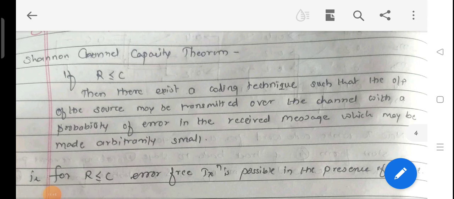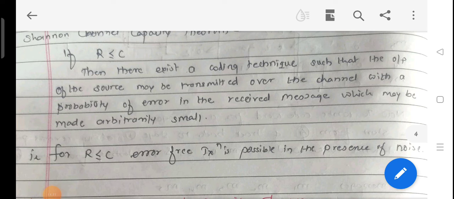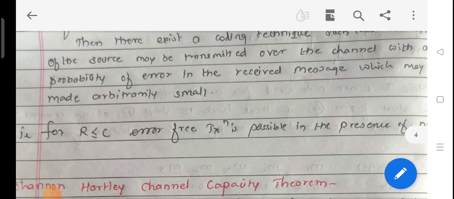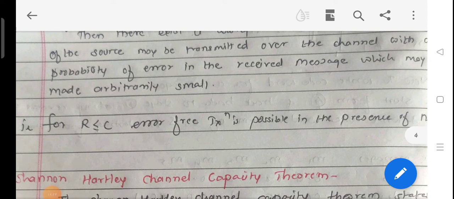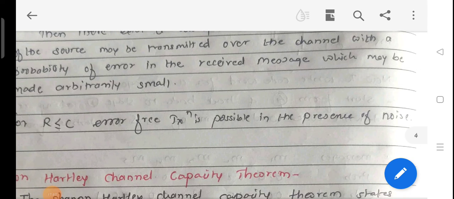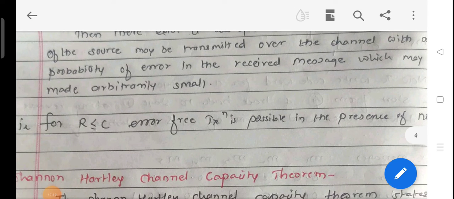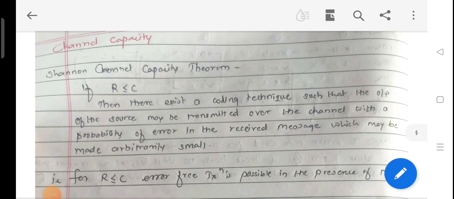In summary, we can write this statement as: for R less than or equal to C, that means when the transmission rate is less than or equal to the channel capacity, error free transmission is possible in the presence of noise. That means when the transmission rate is less than the channel capacity of any channel, then error free transmission is possible even in the presence of noise. So that is the statement of the first theorem on channel capacity, the Shannon channel capacity theorem.